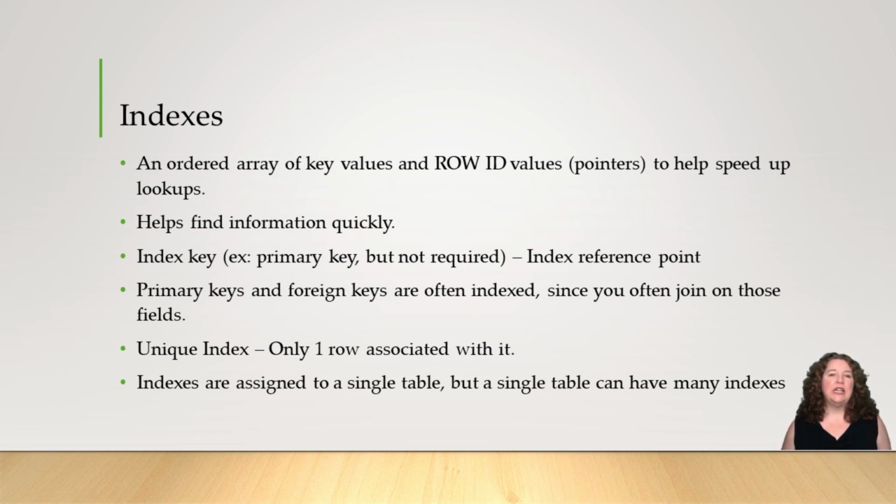Indexes are assigned to a single table, but a single table can have many indexes. See how we did that one-to-many thing again? So each table has its own subset of indexes. My customer table can be indexed on customer ID, maybe customer last name, maybe customer phone number, if that's something I'm going to use for a lookup. These are things we can use for indexes just to make sure that our searches and our queries run more efficiently. So you can have multiple indexes on a single table, but an index is attached to the table, not to the database as a whole.